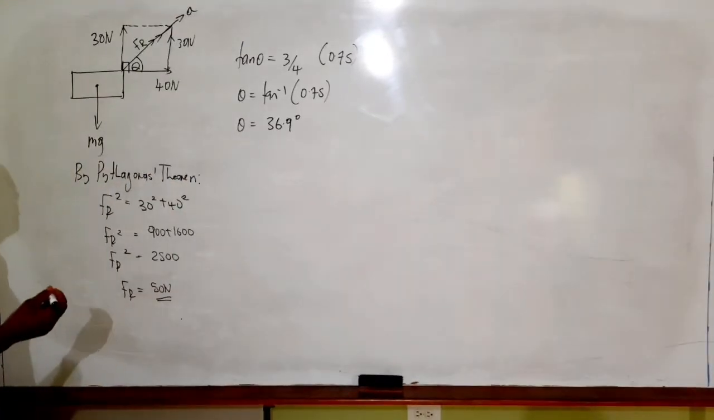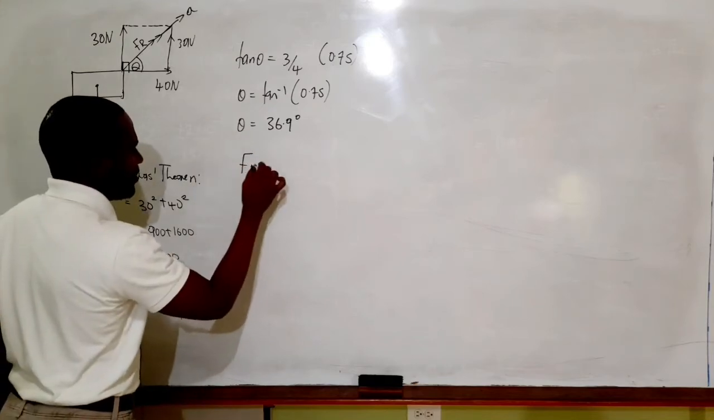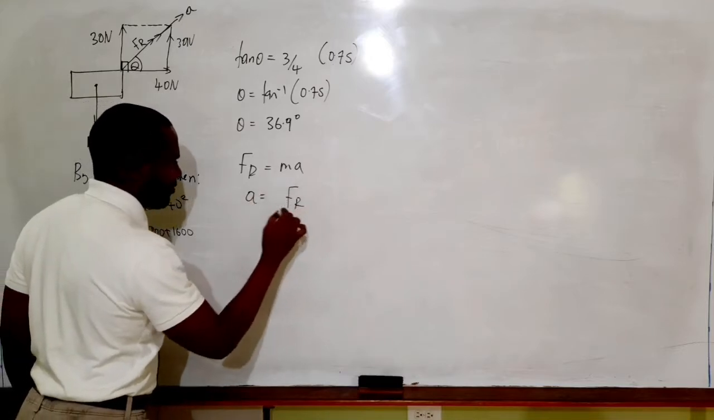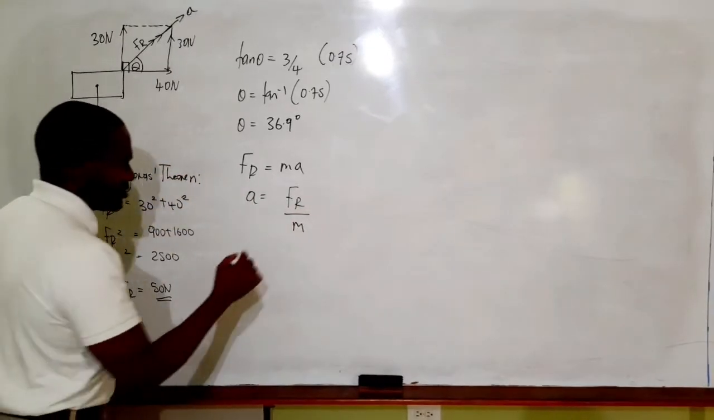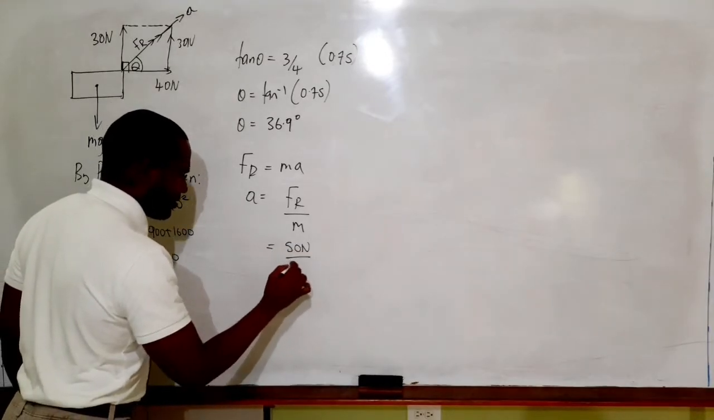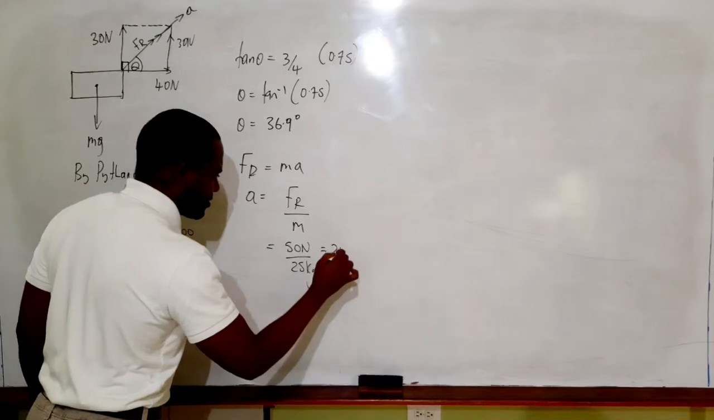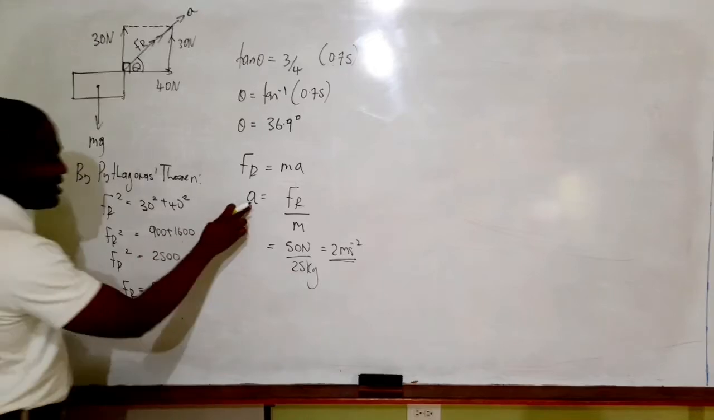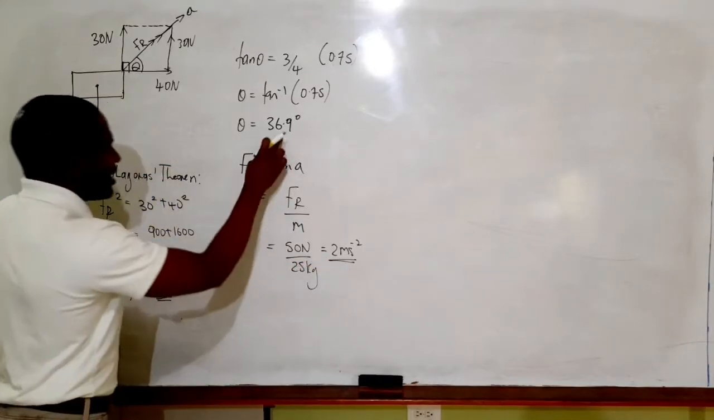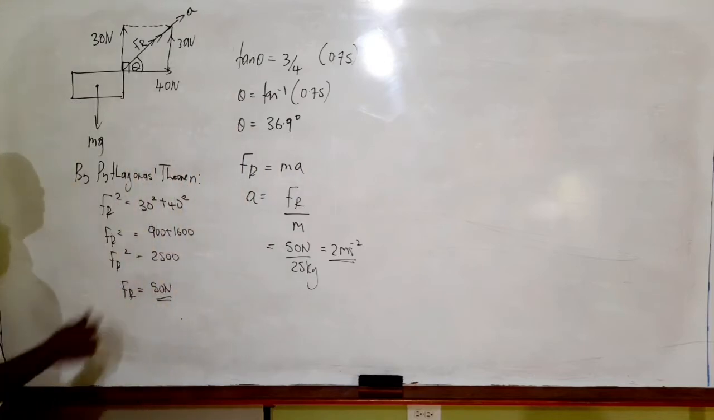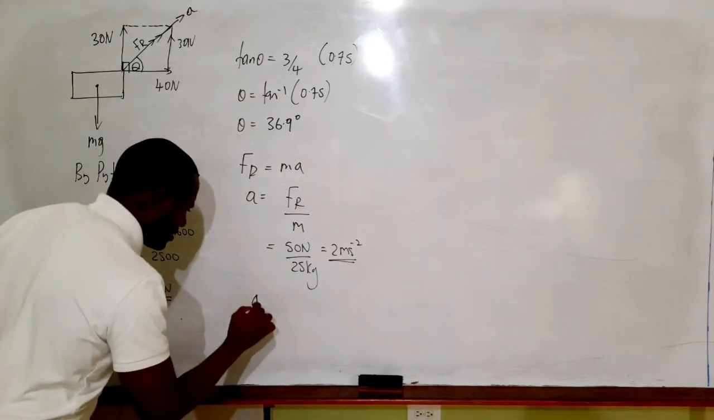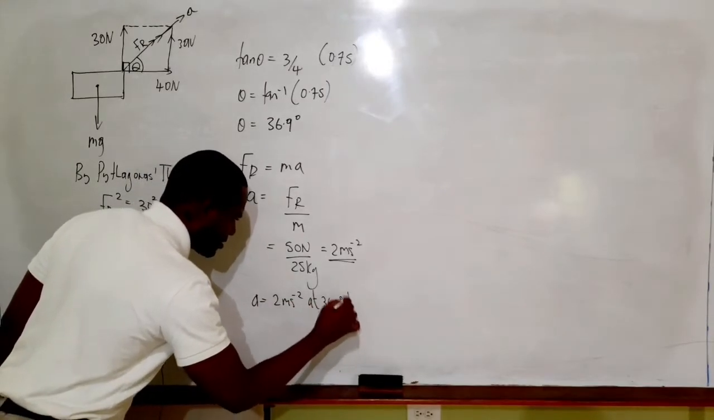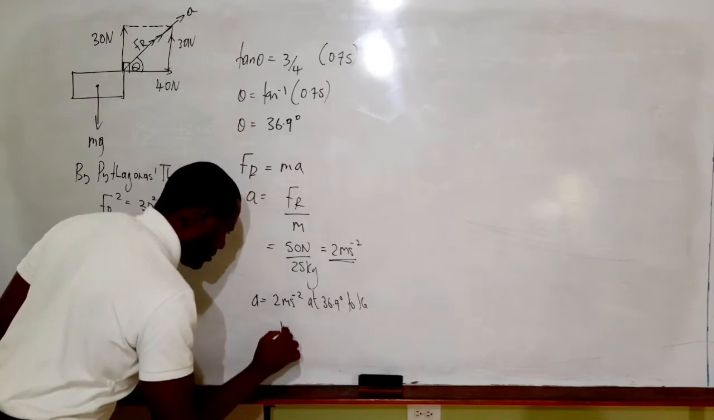So now we can say that the resultant force acting on the body, FR, is equal to ma, which means that the acceleration a is equal to the resultant force divided by the body's mass. So this gives us 50 newtons divided by 25 kilograms, which gives us 2 meters per second squared. And so therefore we can say that the acceleration a equals 2 meters per second squared at 36.9 degrees to the 40 Newton force.